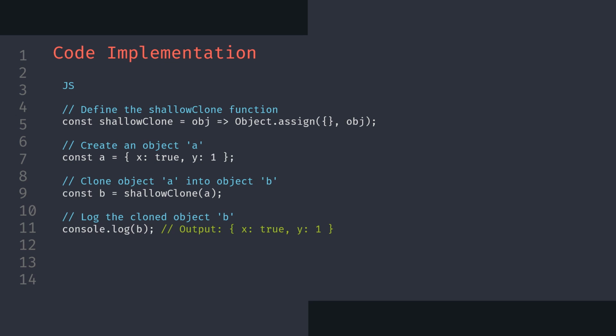Here, we define a function called shadowClone that creates a shadow copy of an object using Object.assign. We pass an empty object as the first argument to ensure that the clone is a new object, and does not reference the original object. The properties from the original object are then copied over to the new object. As a result, B becomes a separate copy from A, and modifying B will not affect A.